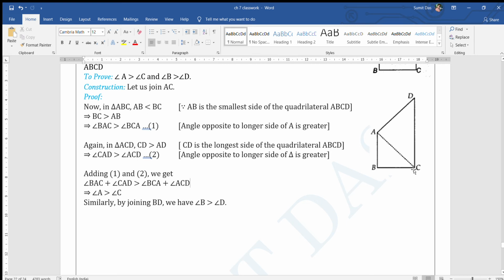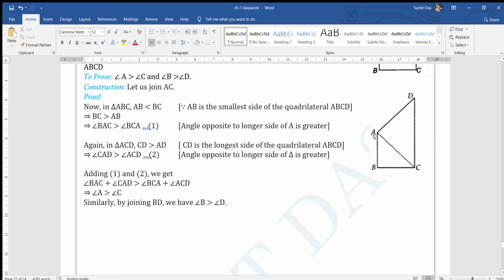The opposite angle of BC is BAC, this angle. The opposite angle of AB is ACB. So BAC is greater than BCA, or ACB, the same angle. So this is greater than this. This is number one.